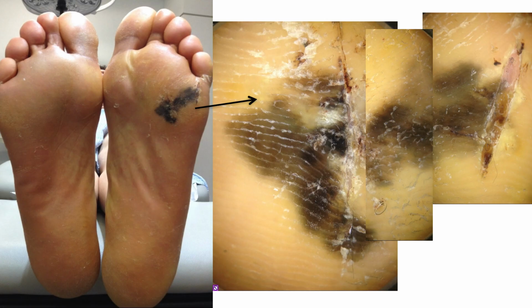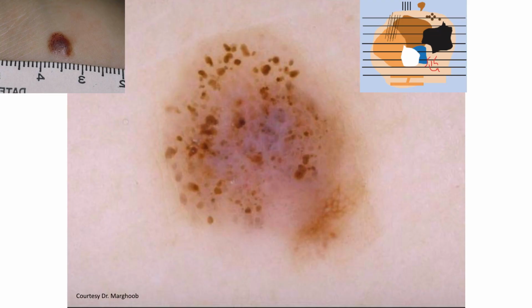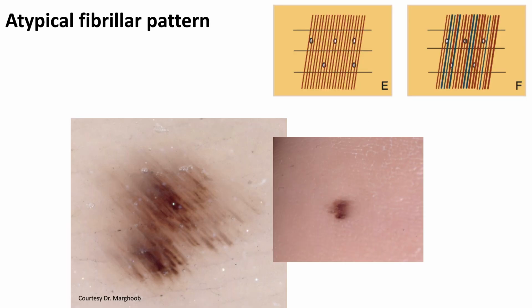Here's an example of a structureless patch on the sole characterized by multiple colors. It's chaotic, it's disorganized, it's a multi-component pattern. In this example, you see globules, you see network, blue-white veil, a multi-component pattern of melanoma. A minor pattern of melanoma is the atypical fibrillar pattern. This is less frequently seen.